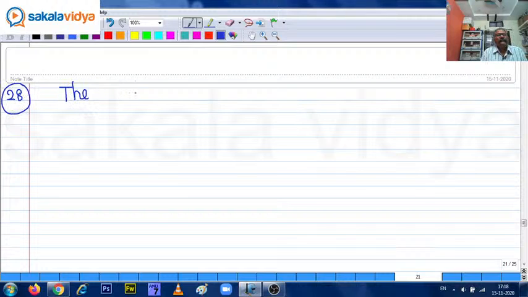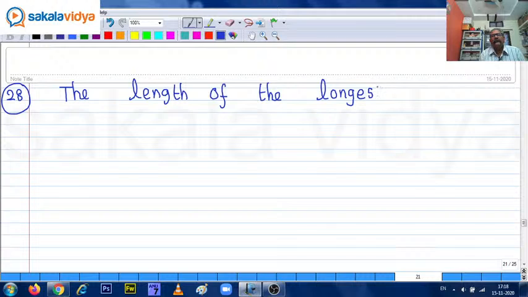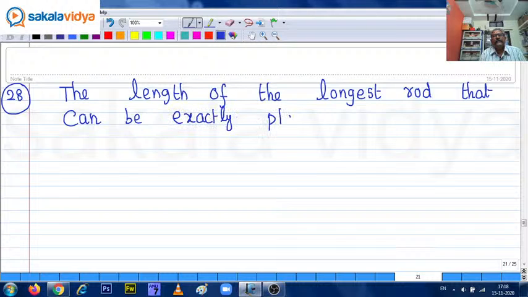The length of the longest rod that can be exactly placed in a cuboid, not cube, this time cuboid.